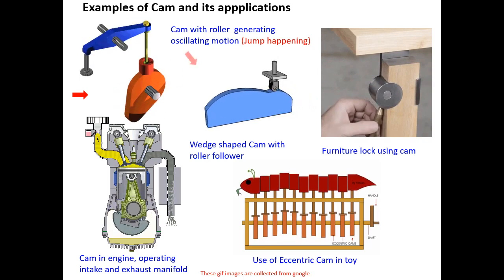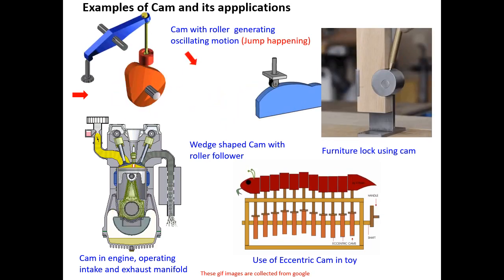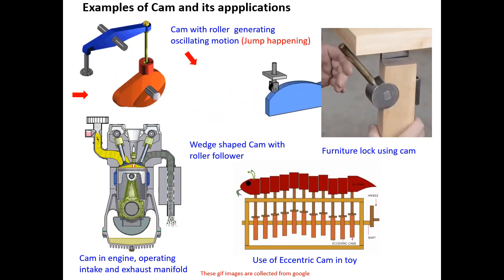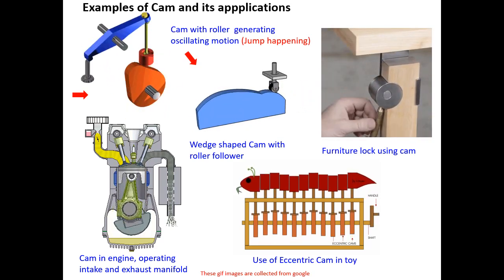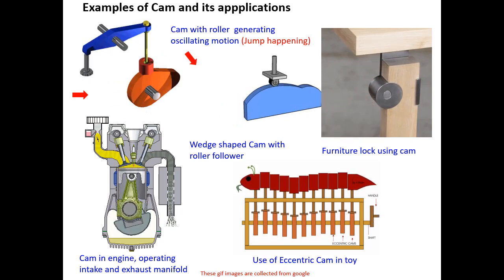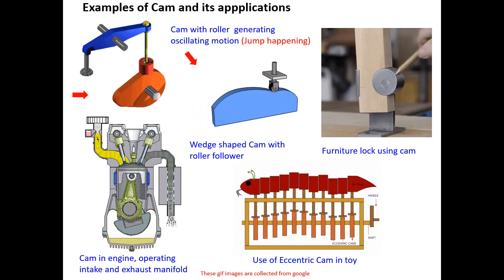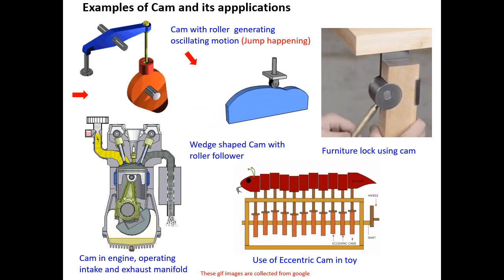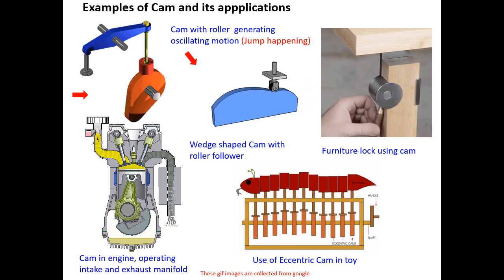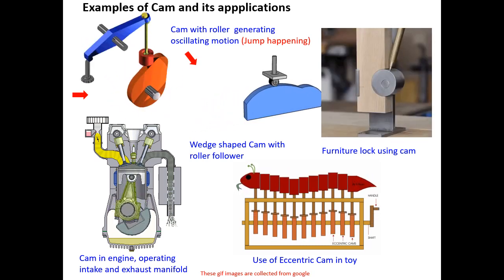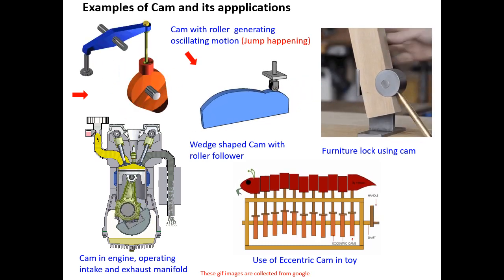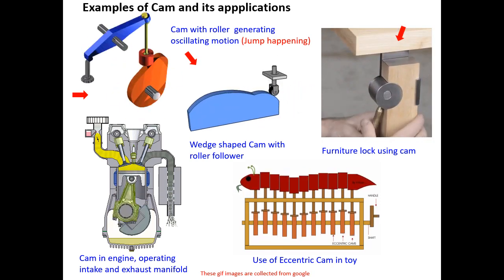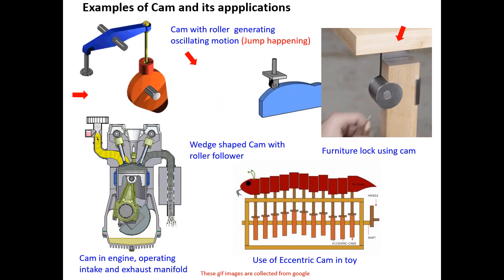Again here you will find there is a waist shaped cam with a roller follower, and this waist shaped cam has a reciprocatory motion unlike the other cams so far we have discussed. Now you will see different type of cam use. You can see it in a clock, you can see it in a machine, you can see it in an engine. Here you can see this type of use of cam in a particular locking system of a furniture.